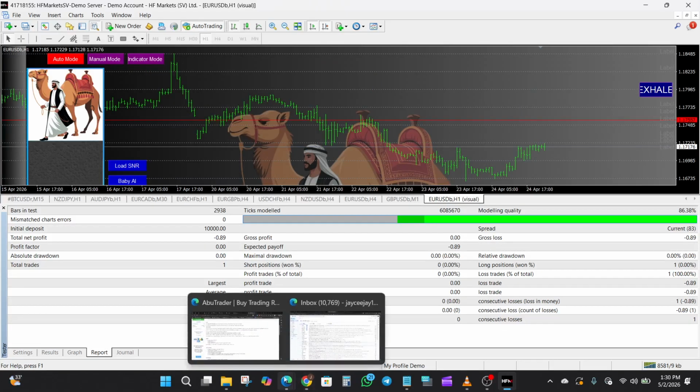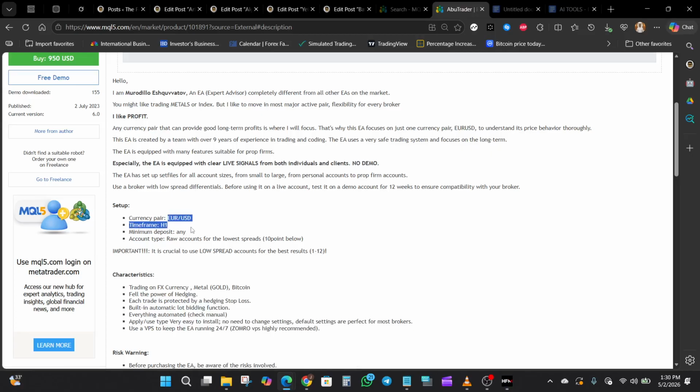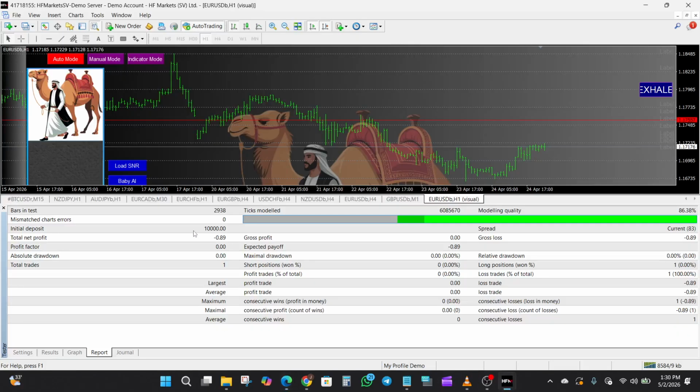So remember that we ran the test using the recommended pair and the recommended time frame, right? And then what we are seeing here is from an initial deposit of $10,000, there was a total net profit of negative 89 cents. Only one trade was taken, and that trade was a losing trade, 89 cents loss. So this shows that the EA was not hasty with trades, and perhaps the market condition might not have been the best for the EA, which is why only one trade was taken.